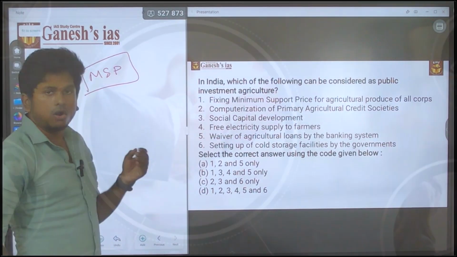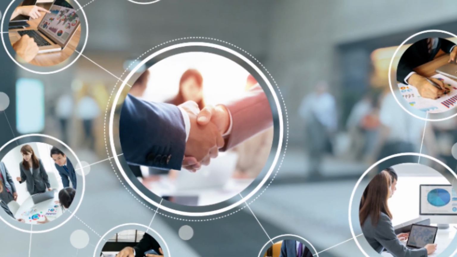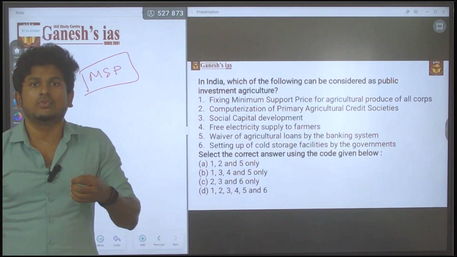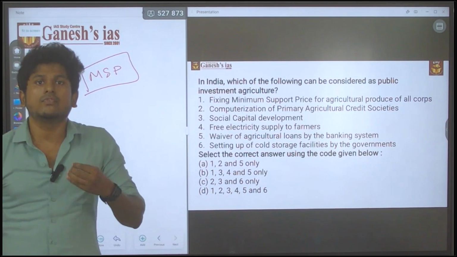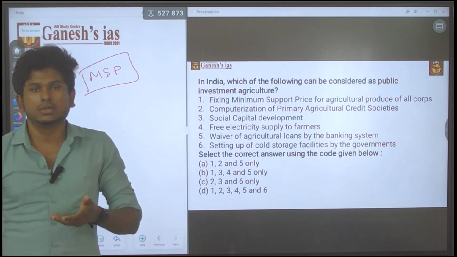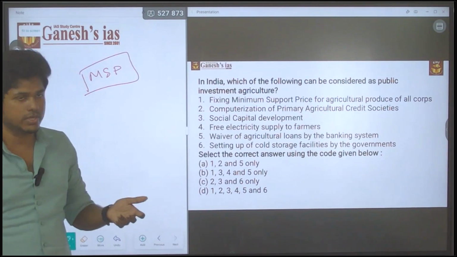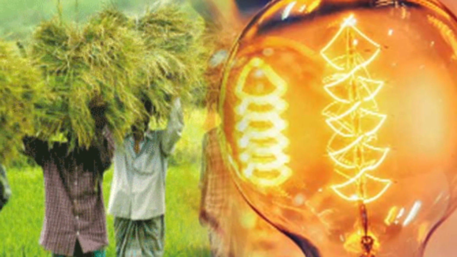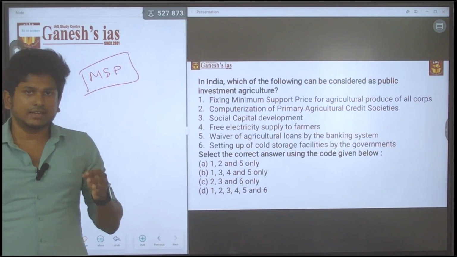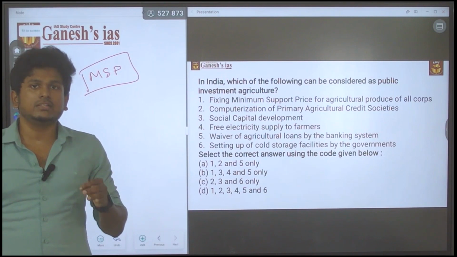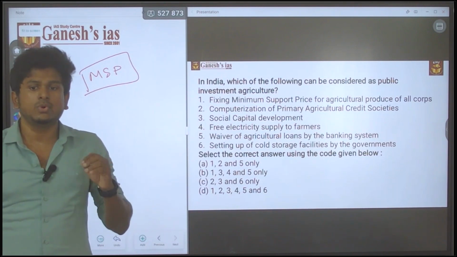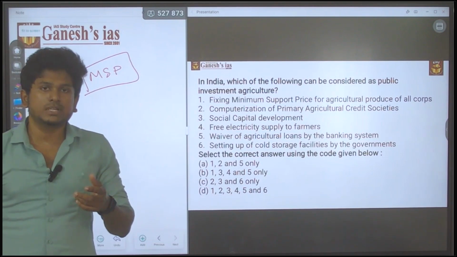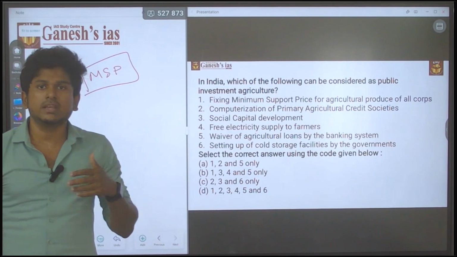Next, obviously, social capital development. Social capital development is none other than providing certain things to the farmer. You are investing in the farmers for their social development. So 3 is also correct. Then go for 4, free electricity supply to farmers. See, there is already an electricity supply. The government is providing certain free electricity. They are not going to infuse extra money into that field. So that does not come under public investment in agriculture.